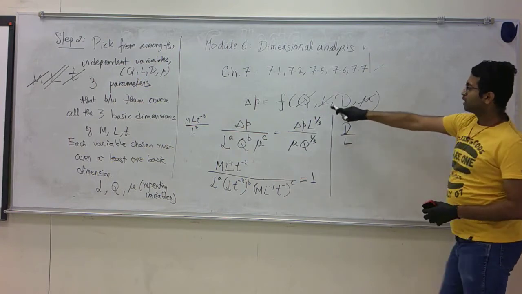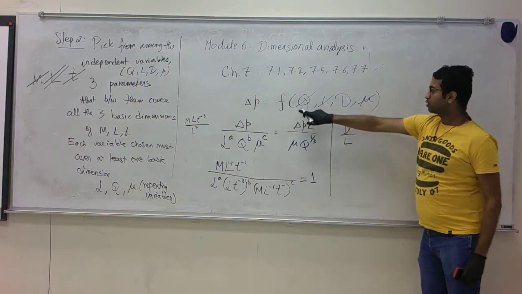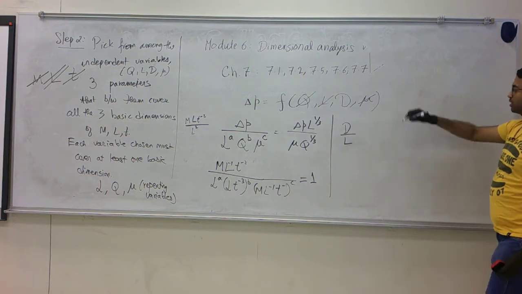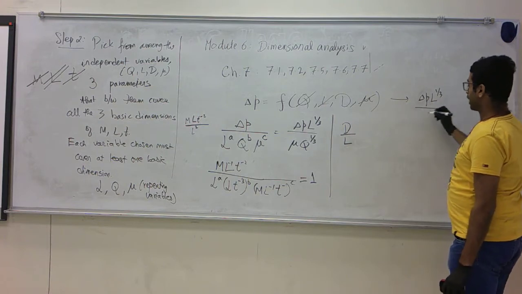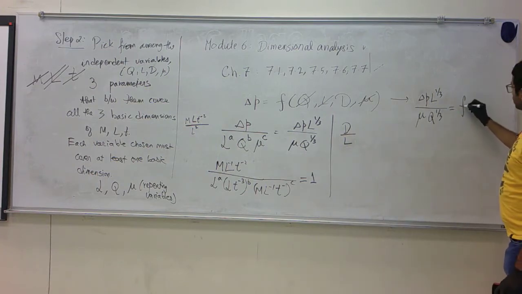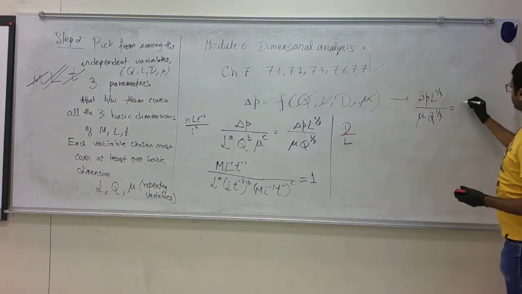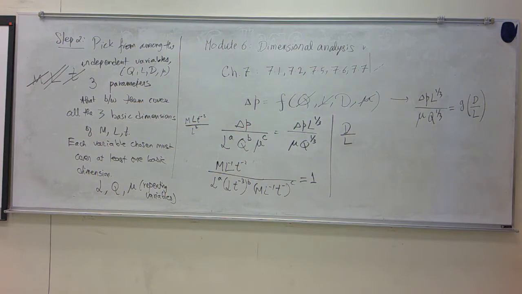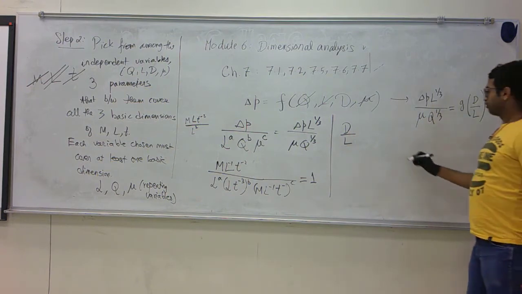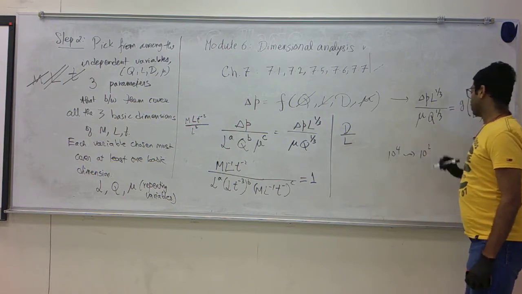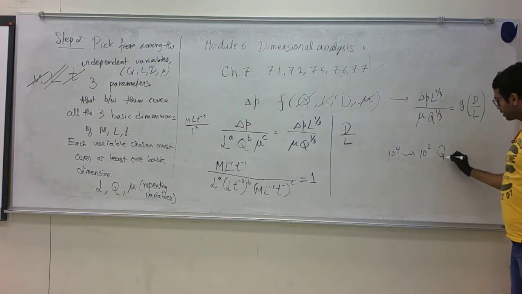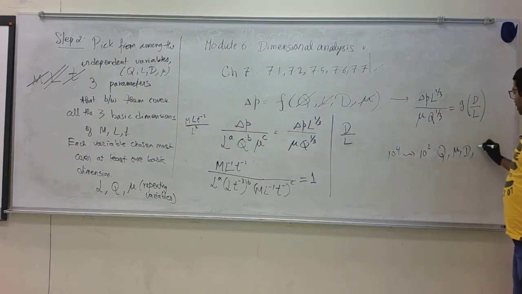is that I have a relation which is delta P is a function of the flow rate, length, diameter and viscosity. That has now been reduced to delta P L to the 1/3 divided by mu times Q to the 1/3 is equal to a function, which we still don't know, of D over L. That is, if you did an experiment with, let's say, instead of 10,000 combinations, you did say 100 combinations. You had 100 combinations of flow rate, viscosity, diameter and length.